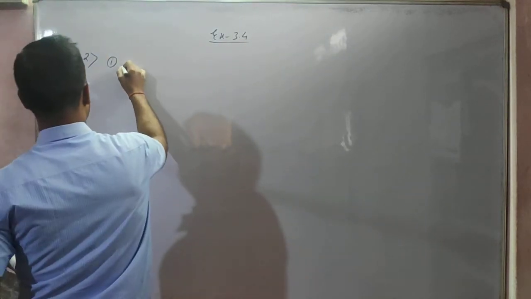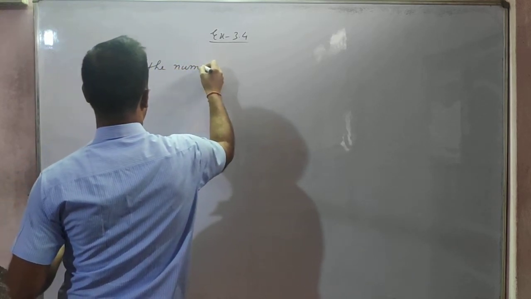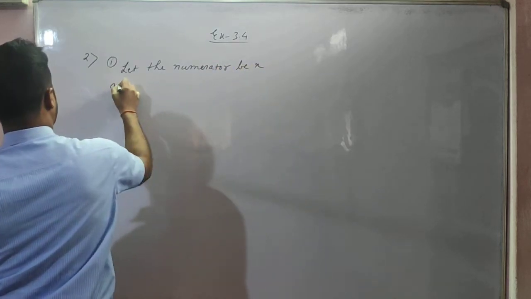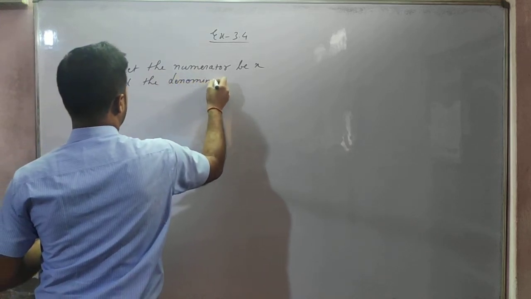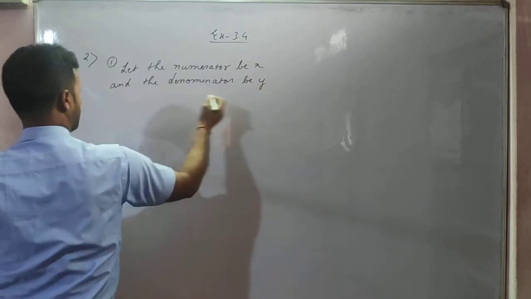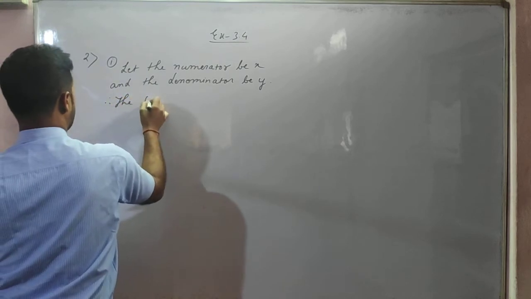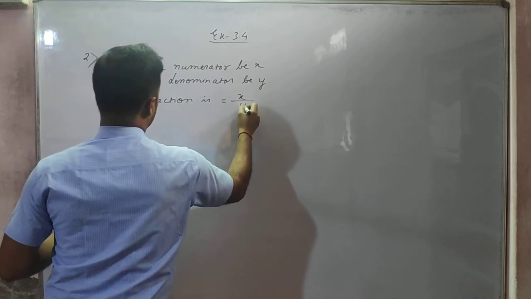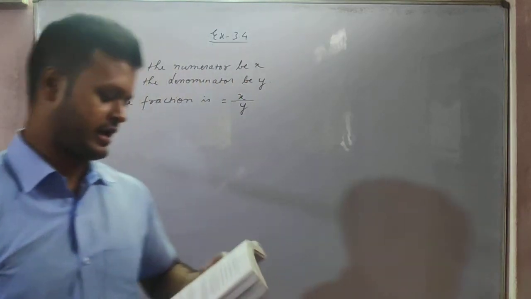So let the numerator be x and the denominator be y. Therefore, the fraction is equal to x by y.